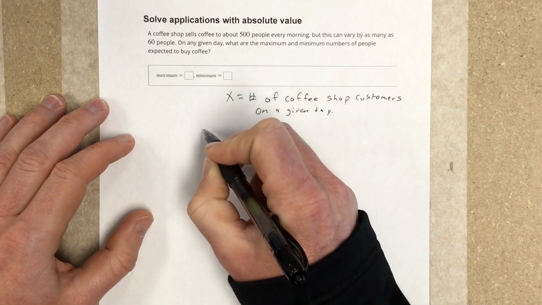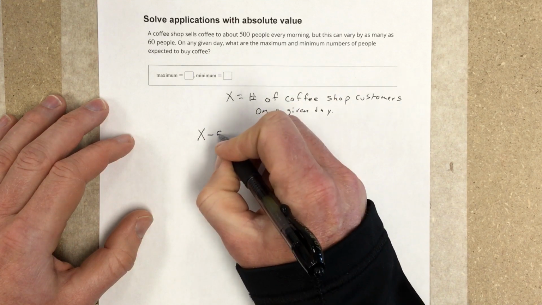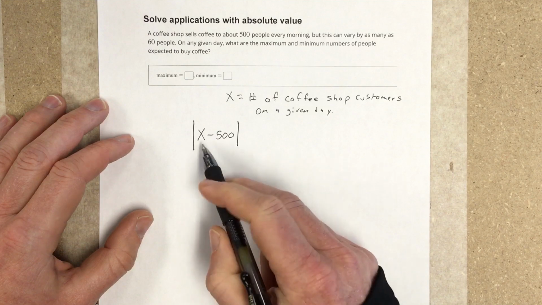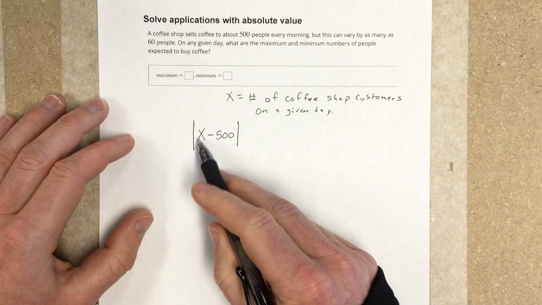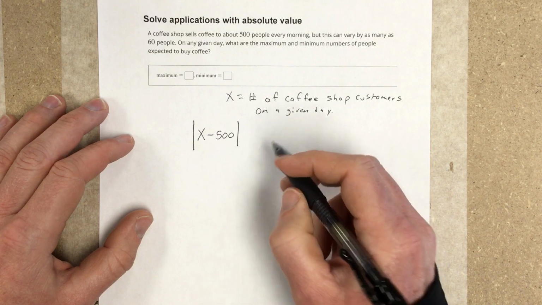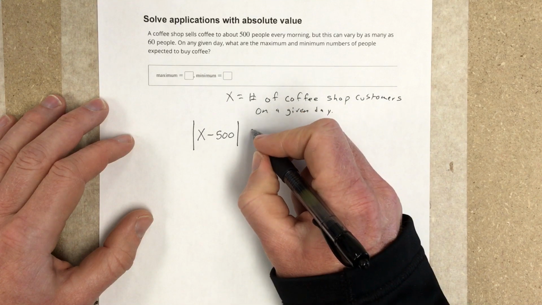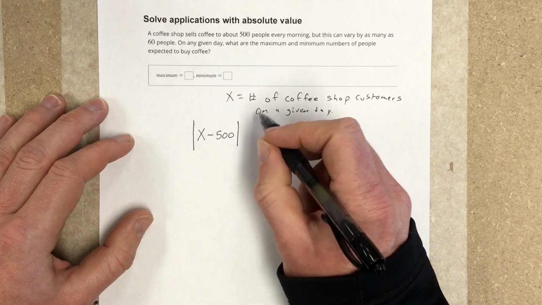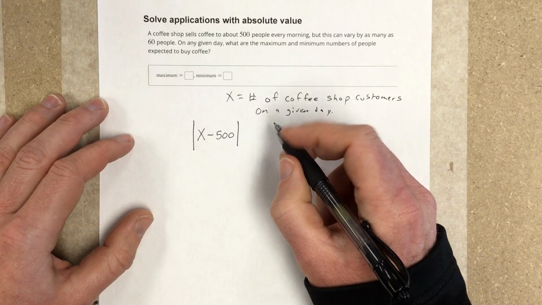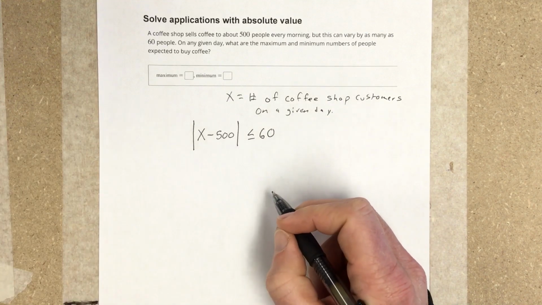Okay? And I'm going to say that X minus, I want 500 each day. So X minus 500 will tell me how far I'm off. But I want to take the absolute value because sometimes maybe only 400 showed up today, and that would show up as a negative number. I want that to be a positive number, the distance from 0. And they say this can vary as much as 60 people. So that means we'll go ahead and say that that's less than or equal to 60. So it's like no more than 60 people.